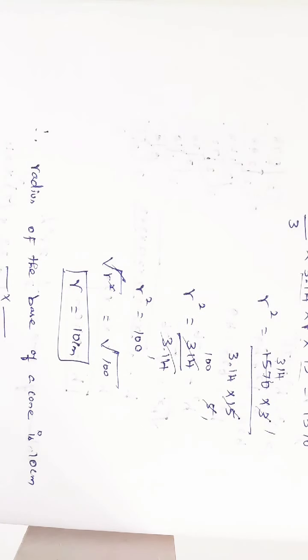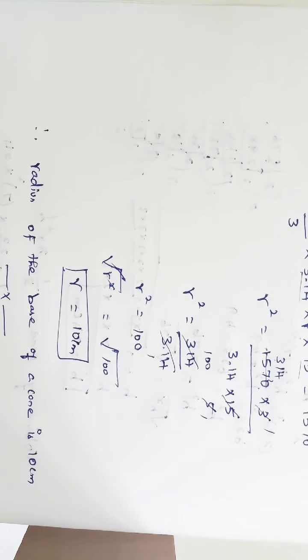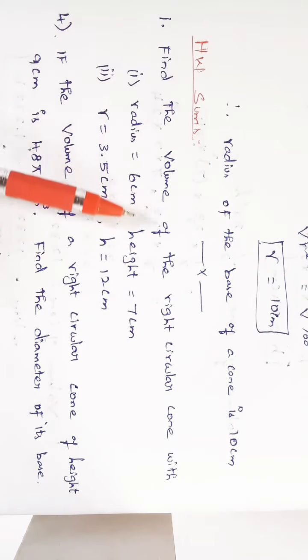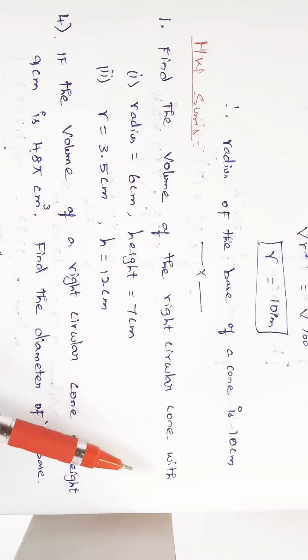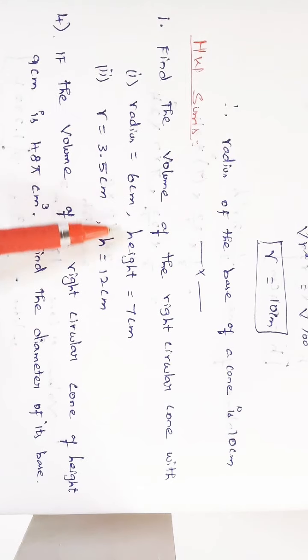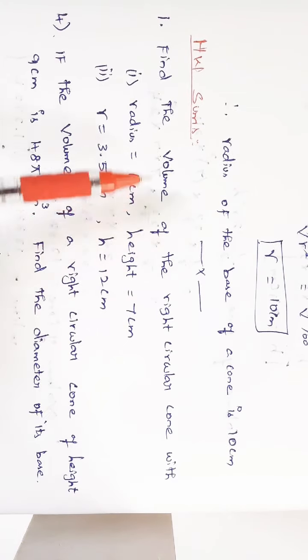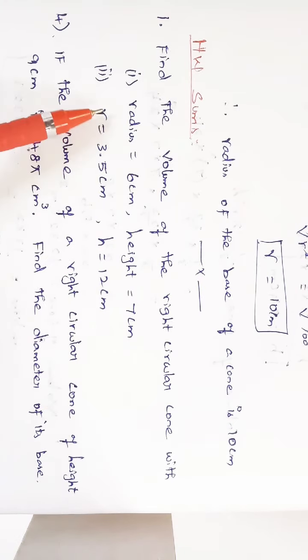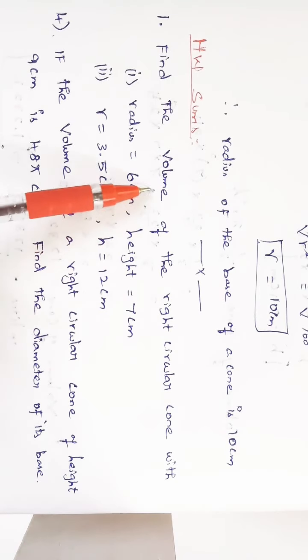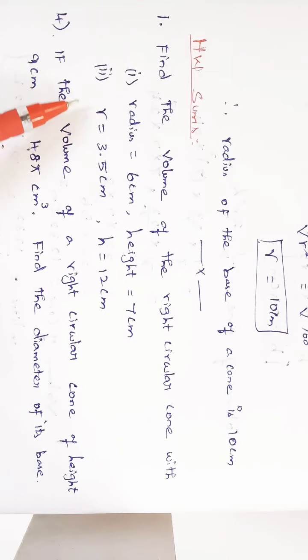And today's homework is sum number 1 and sum number 4, and in sum number 2, the second subdivision. Sum number 1: find the volume of a right circular cone with, we have 2 subdivisions, radius is equal to 6 centimeter, height is equal to 7 centimeter. For finding the volume of a circular cone, we need radius and height, which we have. So write the formula, substitute and simplify, and we will get the volume of the cone. The second subdivision is also the same thing.